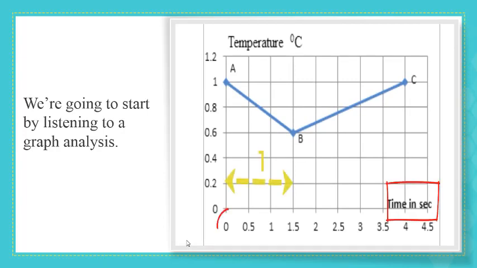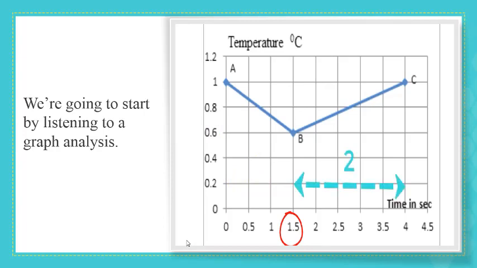At time t equals 0 seconds, the temperature was 1 degree Celsius. Then this temperature decreases to the minimum to become 0.6 degrees Celsius. When the time increases to become 1.5 seconds, then this temperature increases to its initial value, which is 1 degree Celsius, when the time increases to become 4 seconds.